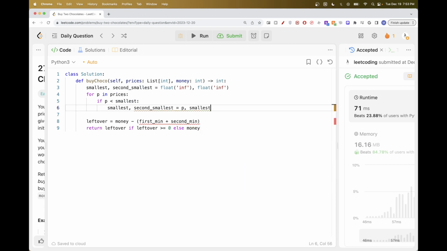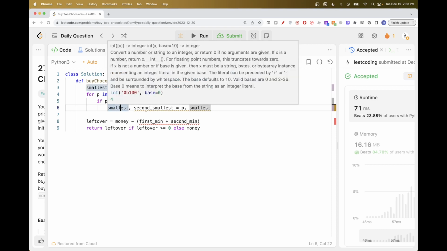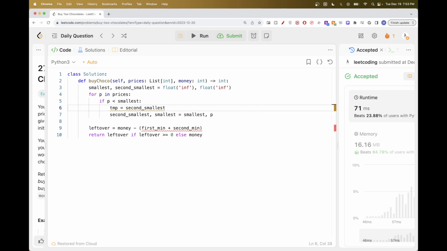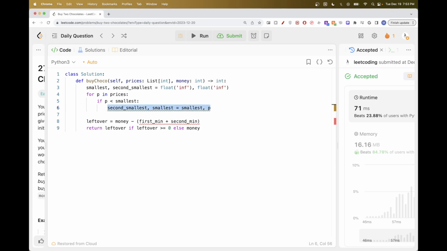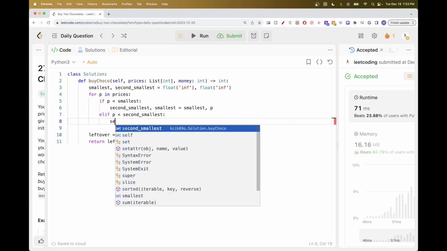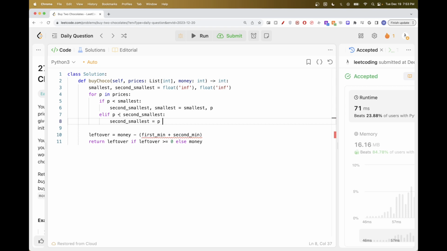The reason we are doing those two in the same line in Python is important because we don't want to override smallest first and then assign it to second smallest, right? If we had to do that, we would need to use a temporary variable, but it's just easier in Python to do it in one iteration. So we'd have second smallest, we'll assign smallest, and then for smallest, we'll assign p. Now, otherwise, if p is not smaller than the smallest one, but is smaller than the second one, then the second smallest should now be equal to p, right? And that's pretty much it.